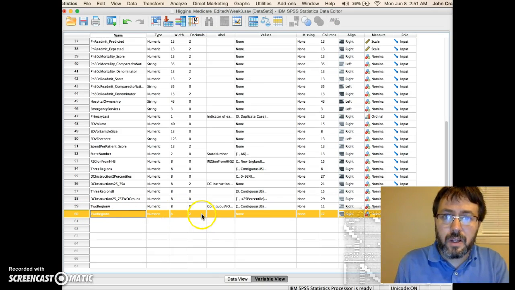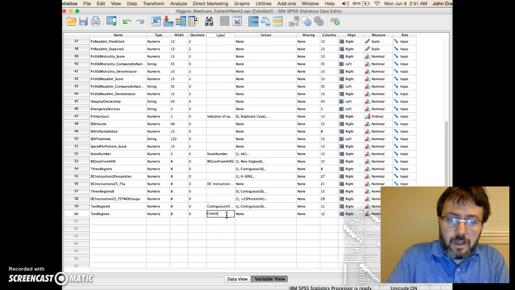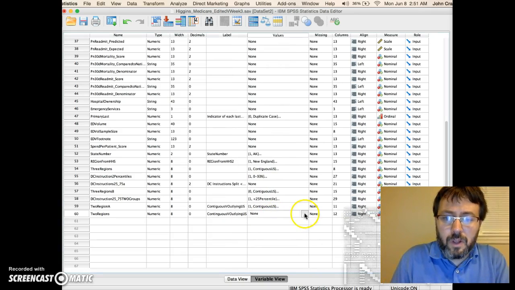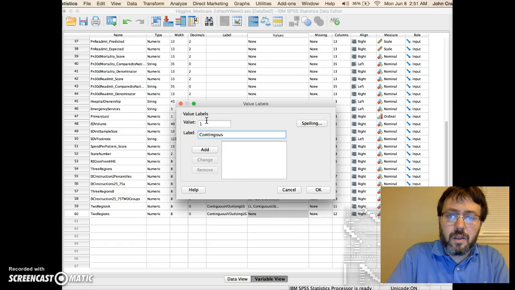It's numeric, it's given at 2 decimal places, which again you don't need, so you can take those away. And let's label it. This, we'll call it contiguous versus outlying US, and then we'll label the values. So we said value of 1 was going to be contiguous US. We'll add that, and 2 is outlying.